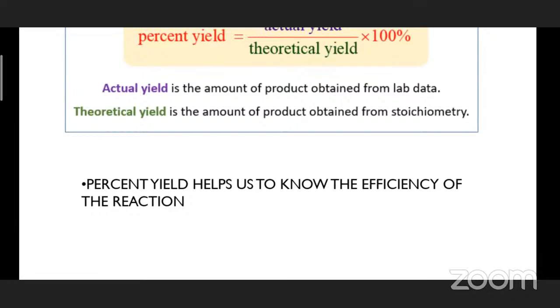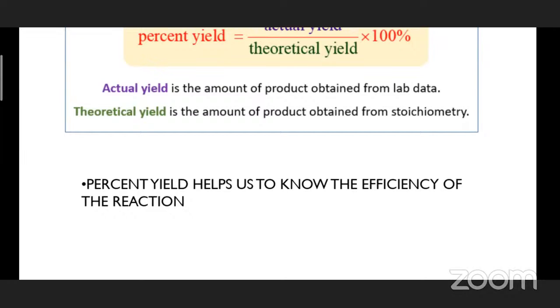Let us go with a simple one. Suppose in a reaction you have to get 60 grams of the product. Okay. But actually you are getting only 50. Why are we getting only 50? There are so many reasons.